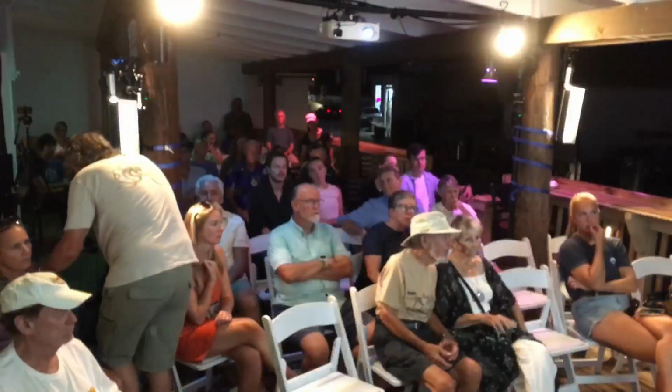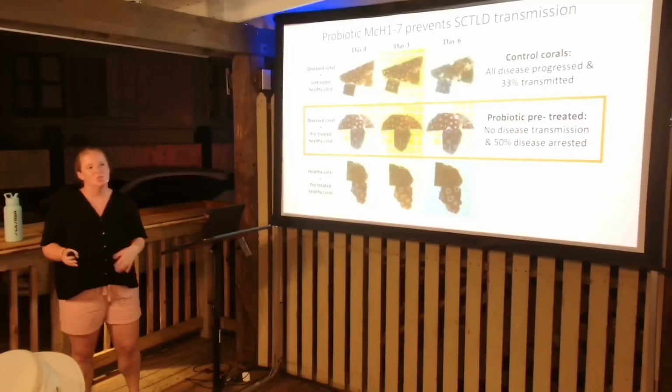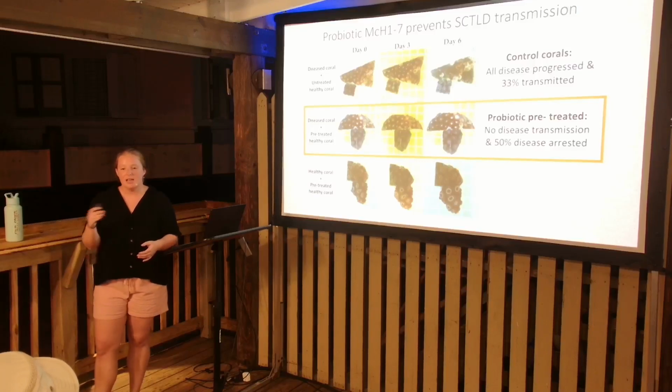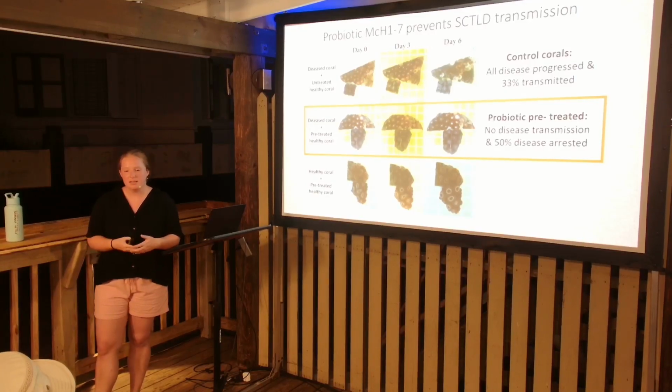Can you give us a simple explanation of what the probiotic is? The probiotic is just a bacterial strain that we isolated from a healthy Montastraea cavernosa coral, the great star coral. What we noticed is that there were corals that got a lot of disease in the lab, and this one coral just refused to have tissue loss. It didn't want to die. It didn't want to get SCTLD.